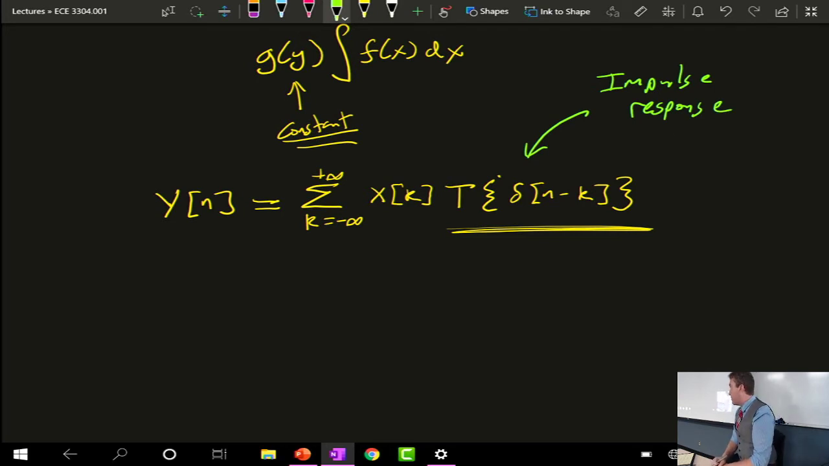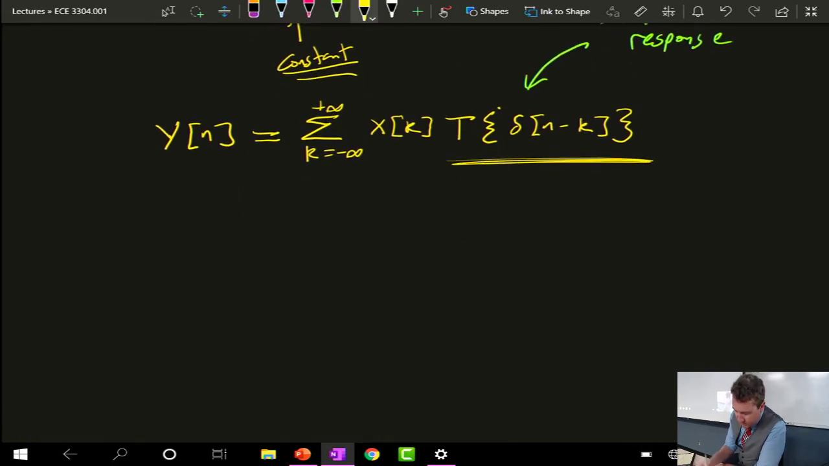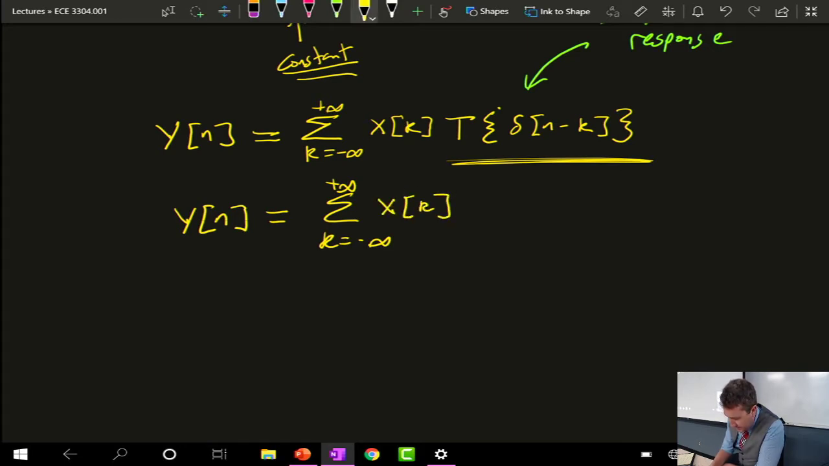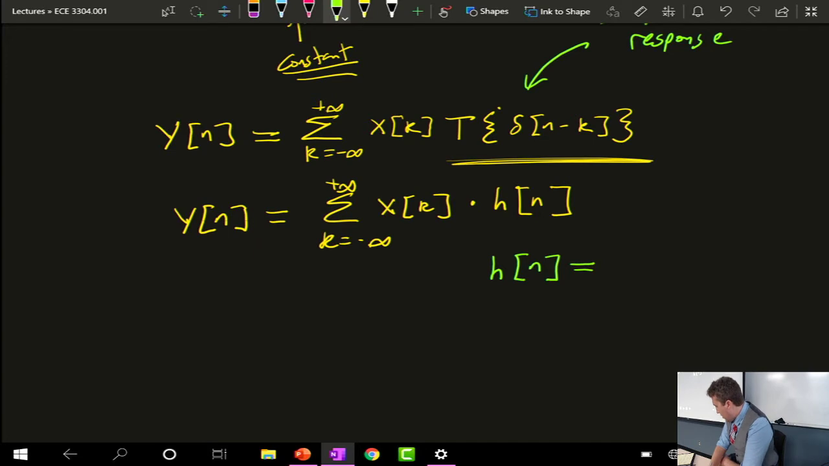Of our system. Because that's the impulse response, we're going to make it its own function because we're lazy and don't want to write that much. We're going to say y of n is equal to the sum from k equals negative infinity to positive infinity of x of k times h of n, where h of n is the impulse response of our system, and it's equal to the transfer function acting on delta n minus k.